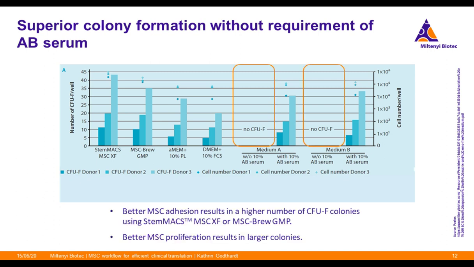As you can see here, mainly commercially available media need some input of AB serum to support the adherence of MSCs coming from primary tissue. This is not the case for our StemMACS XF and the MSC-Brew medium, so we have better MSC adhesion, which results in a higher number of CFU-F colonies using the StemMACS medium and the MSC-Brew. And furthermore, there is better MSC proliferation, resulting in larger colonies.